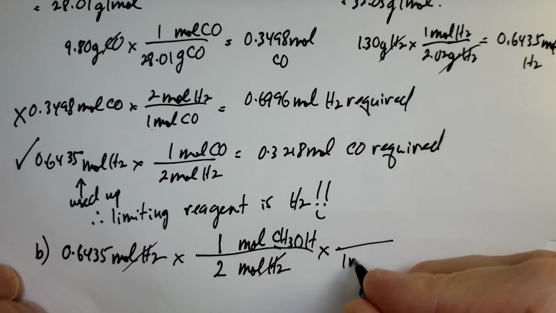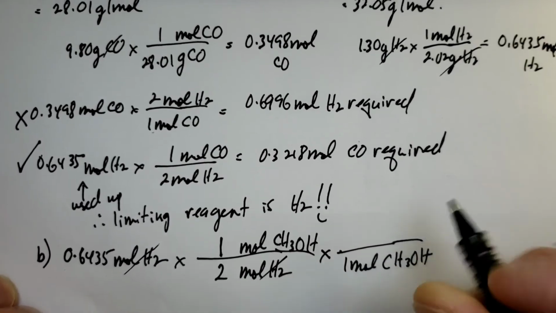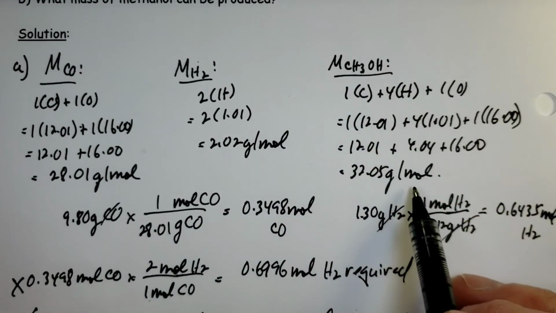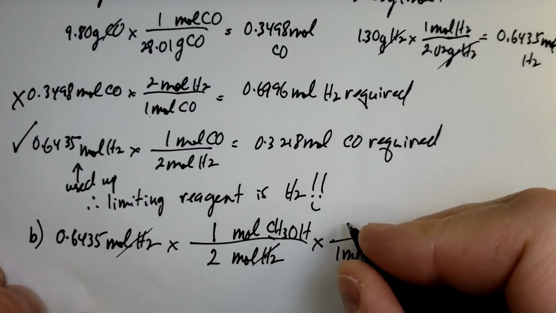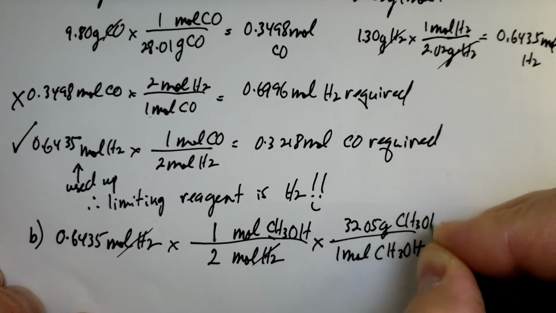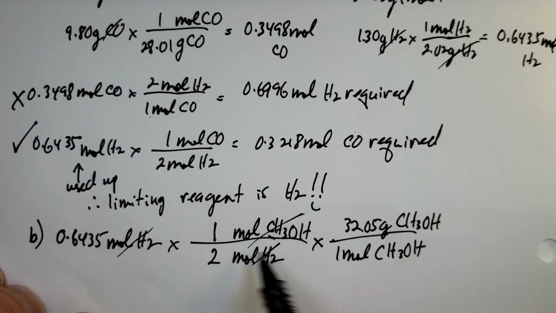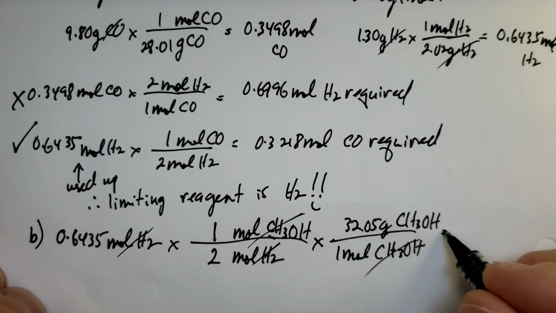For every 1 mole of methanol I have, that's equivalent to 32.05 grams of methanol. And again, look at that. Cha-ching, cha-ching. Moles and moles, so I'll end up with grams of methanol.